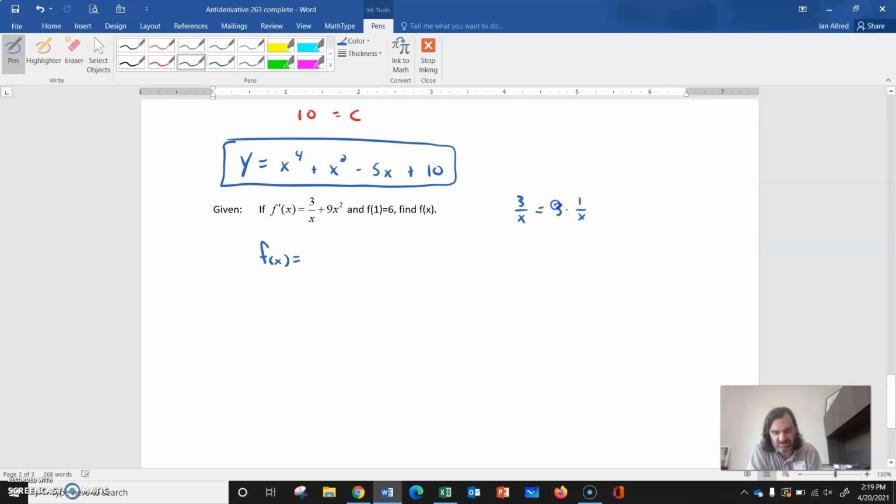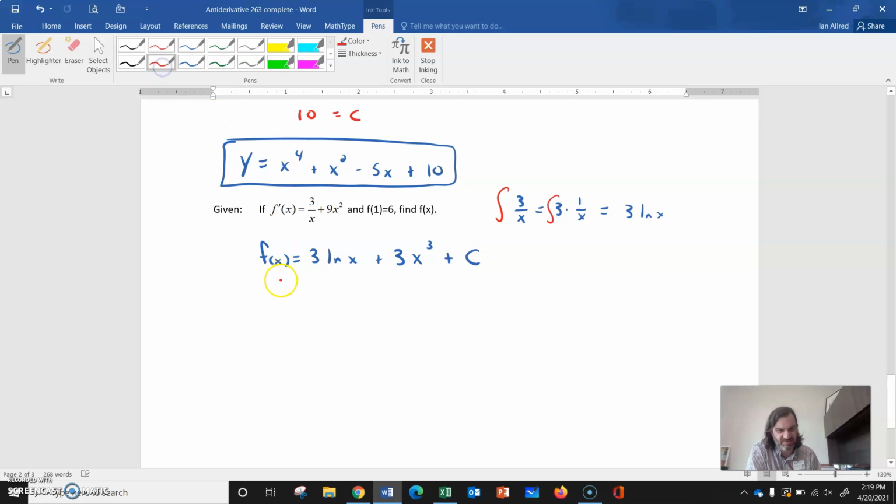So the antiderivative of that would be 3 natural log of x. So we'll have that. And then our 9x squared, the x squared goes up to x cubed, and we'll divide by 3. So 9 divided by 3 is 3. So 3 natural log of x plus 3x cubed plus c.